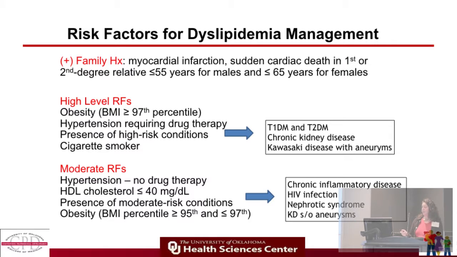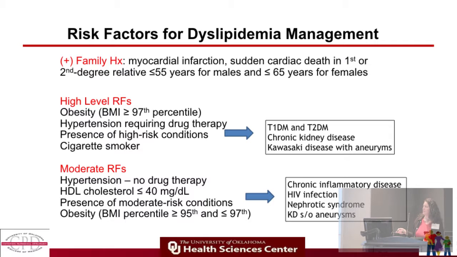But basically the high-level risk factors are more severe obesity, hypertension that requires drug therapy, and smoking, so asking about smoking, and then if they already have type 2 diabetes, or they have chronic kidney disease for some other reason, or if they have had Kawasaki's in the past. I mean, I always have to look these up, honestly. I remember these. I don't necessarily remember these other things. And the moderate risk factors are elevated blood pressure but not on any drug therapy, low HDL, and other conditions like obesity, but they're not severely obese.